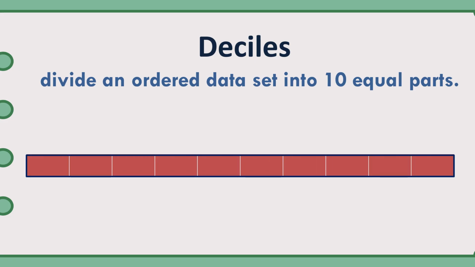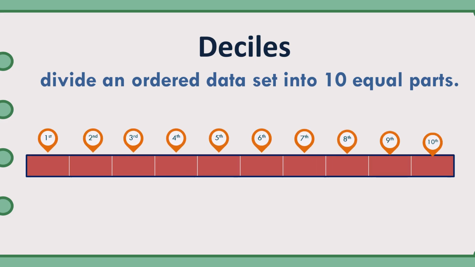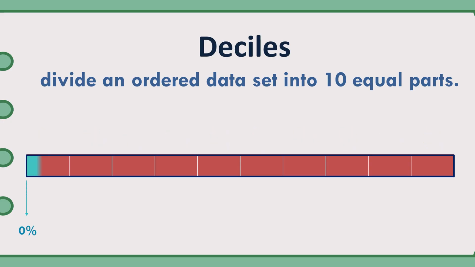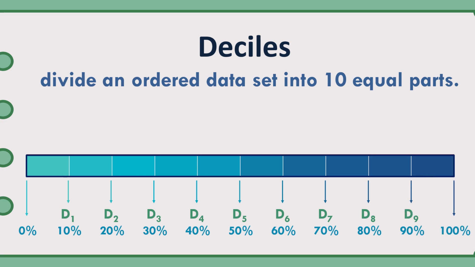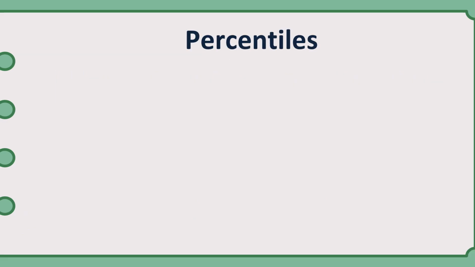What are deciles? Deciles divide an ordered data set into 10 equal parts. If we divide into 10 equal parts, and this is 0%, then decile 1 is 10%, decile 2 is 20%, decile 3 is 30%, decile 4 is 40%, decile 5 is 50%, decile 6 is 60%, decile 7 is 70%, decile 8 is 80%, decile 9 is 90%. The total is 100%.